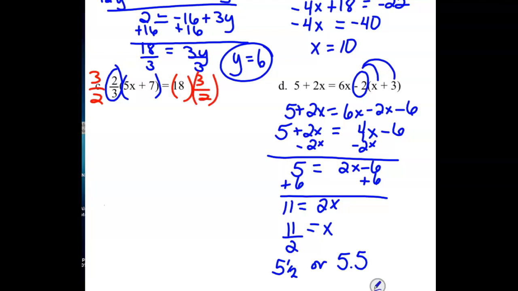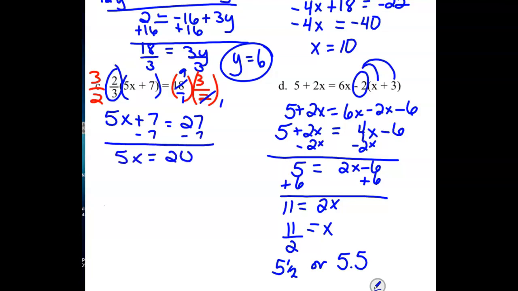It cleans up the left side nicely. I just have a 5x plus 7. And on the right side, I can think of 18 divided by 1 times 3/2. I can do some reducing, make that 1 and 9, and I end up with 27. And now it's an equation like we've been solving. I can bring the 7 to the other side and then divide.